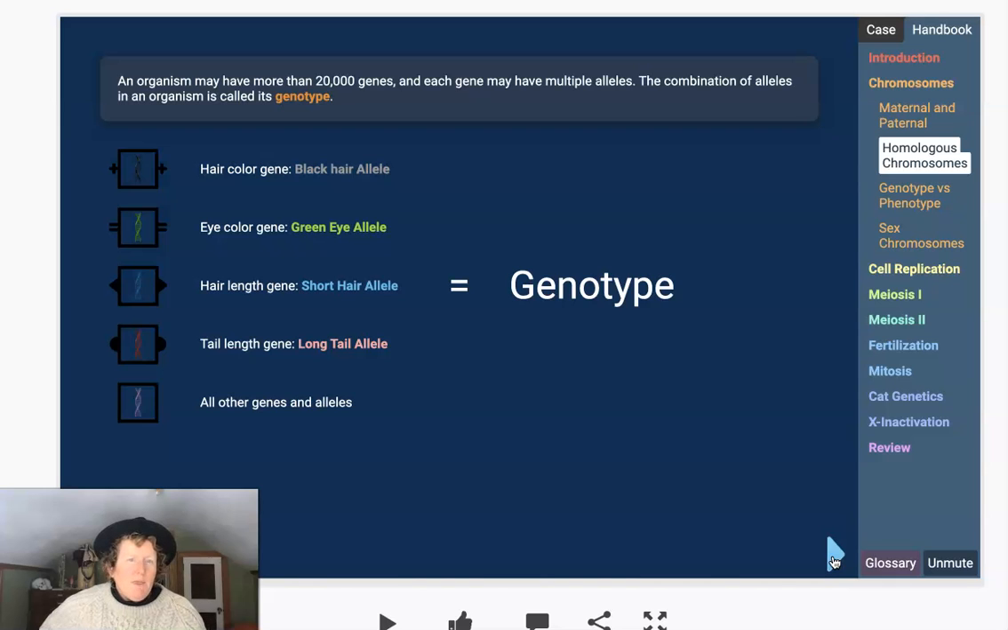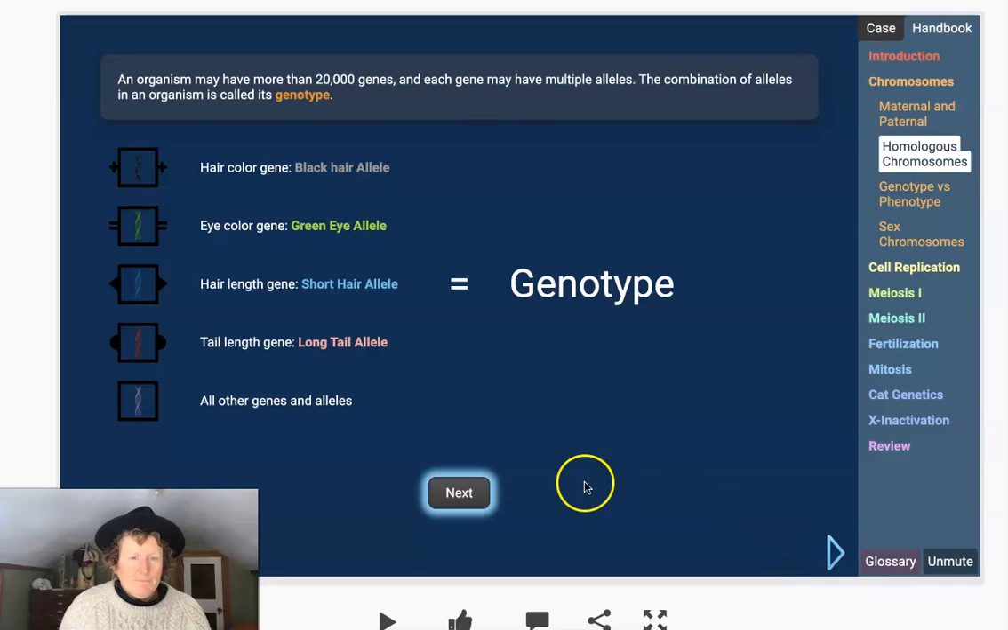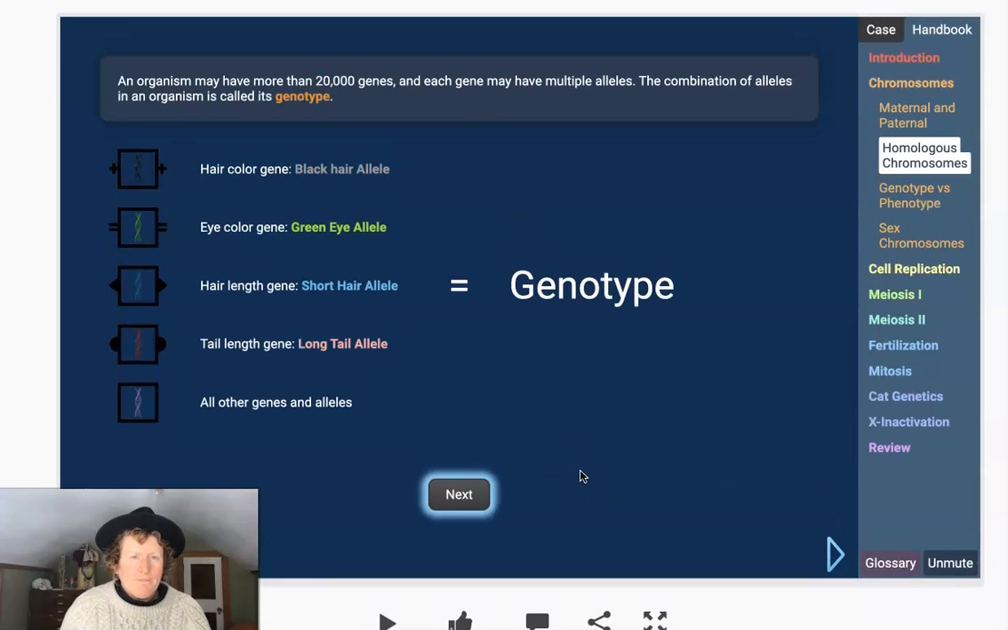So an organism may have more than 20,000 genes, and each gene may have multiple alleles. The combination of alleles in an organism is called its genotype. And you can't always tell the genotype from the phenotype. Phenotype is what we see, and remember from peas, if we have dominant and recessive alleles in the same organism, we'll only see the dominant allele.